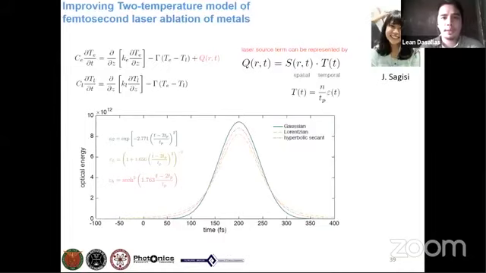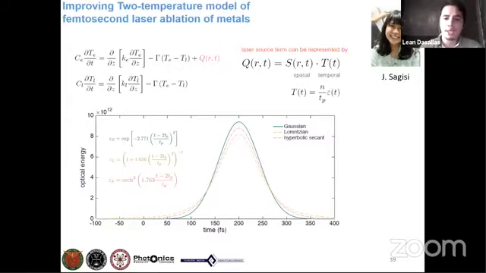On the last part, we are interested in further improving the temperature model. And in this case, we are curious what will happen if we modify the laser source term. In all of the computational researches done in modeling ablation of metal, they always assume a Gaussian intensity profile of the laser source term. Now, what will happen if it's not Gaussian in nature?